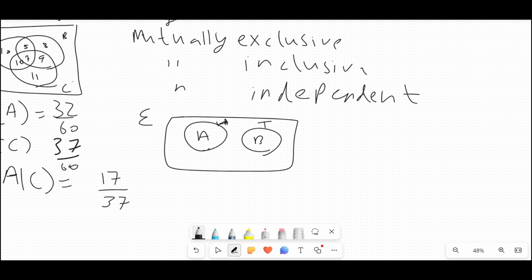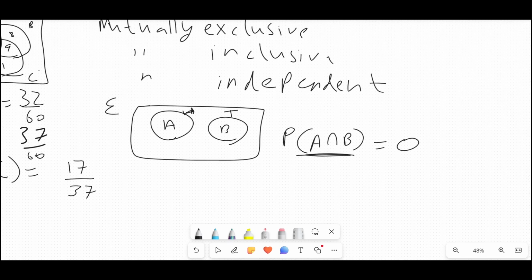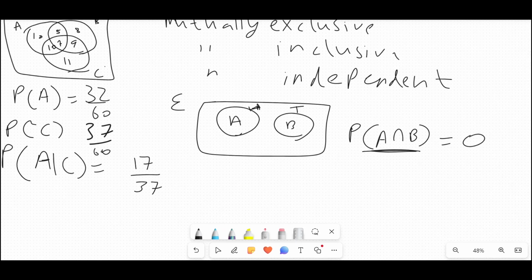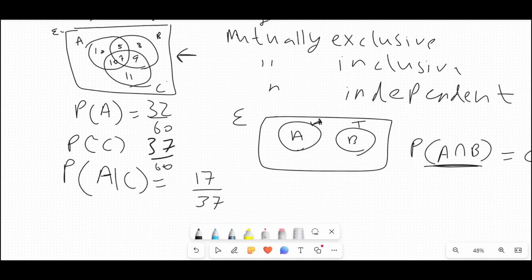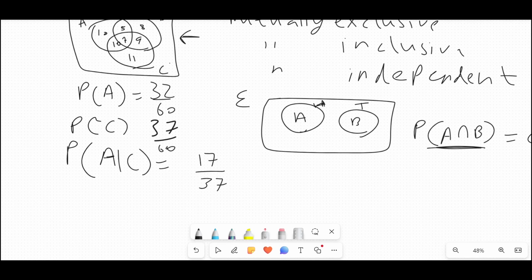Mutually exclusive sets can be represented by the probability of A intersection B, which means inside A and inside B, is equal to 0, which means that there is no intersection set, right? And now let's look at an inclusive set. And now this is an inclusive set, right? And I can prove this because it has intersection points.